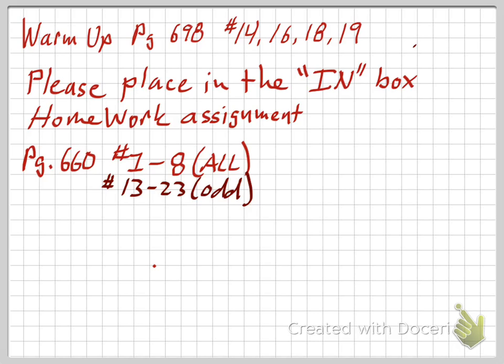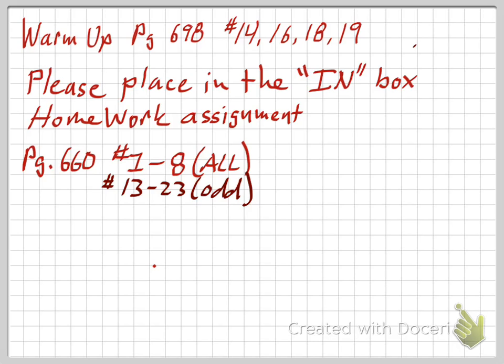Page number 698, numbers 14, 16, 18, and 19. These will be using your sum and difference formulas for sine, cosine, and tangent. You can access these in chapter 6.2 of your textbook, or they're conveniently located in the back flap of your textbook.